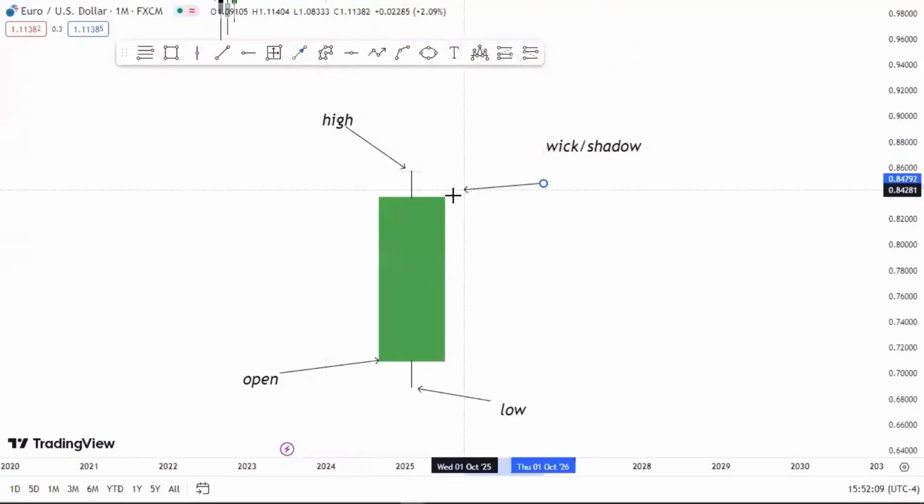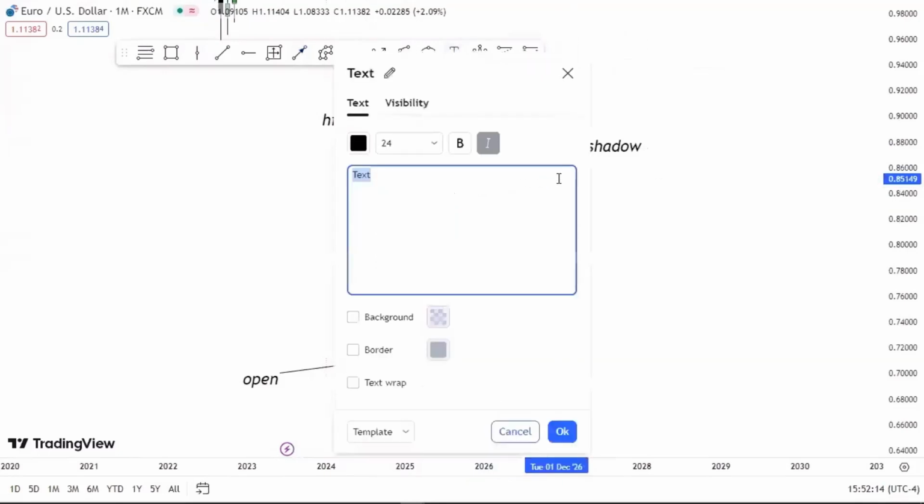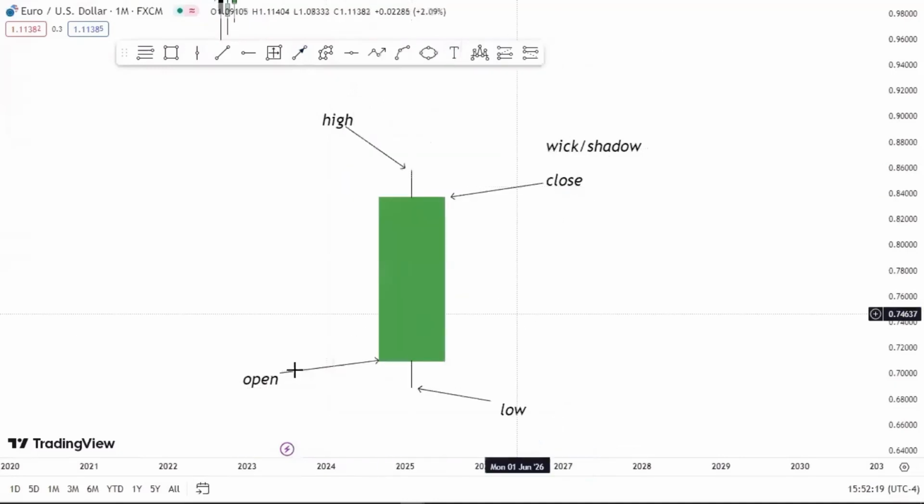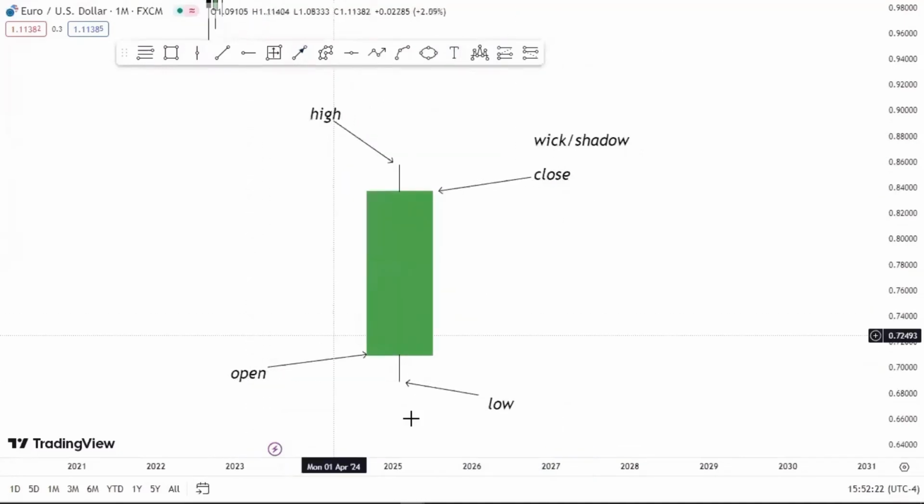And then eventually comes down with what? A close. Close is what? Closing price. So 4 prices: the opening price, which over here I'm referring to as open; the lowest price, which is the low; the highest price, which is the high; and the closing price, which is the close.